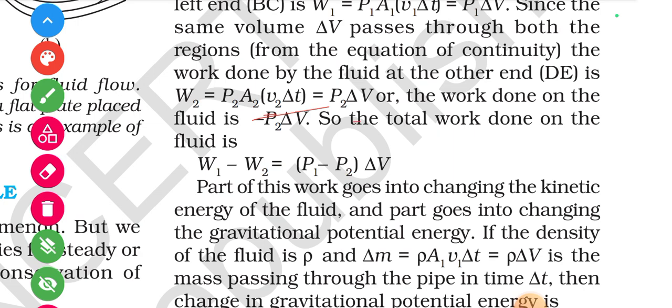So P2 delta V is the work done by the fluid, and the work done on the fluid will be negative. It will be opposite, because here work is done by the fluid. So the work done on the fluid will be negative of P2 delta V. Positive means that energy is being used up, and negative means the opposite.